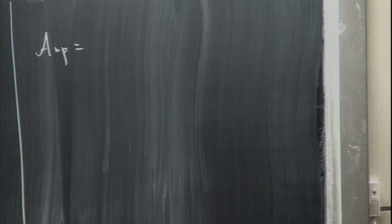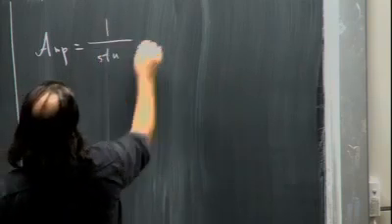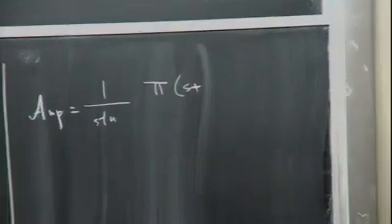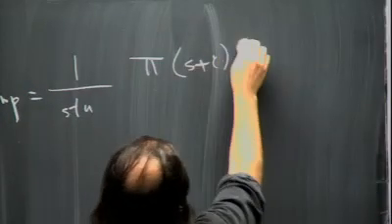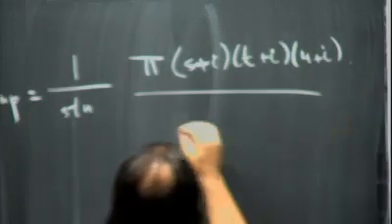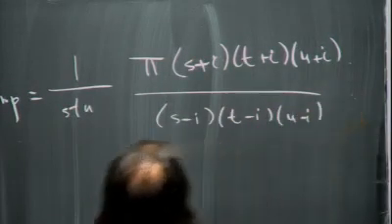Okay? Let me write it just in... yeah, it's just, you can factor out the 1 over STU, and it's just the product over S plus I, T plus I, U plus I, over S minus I, T minus I, U minus I. Okay.